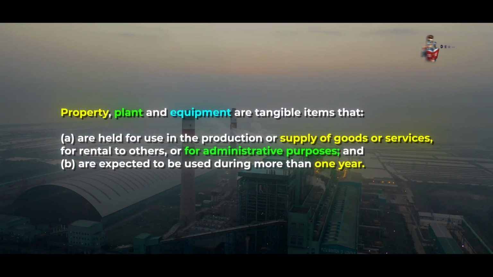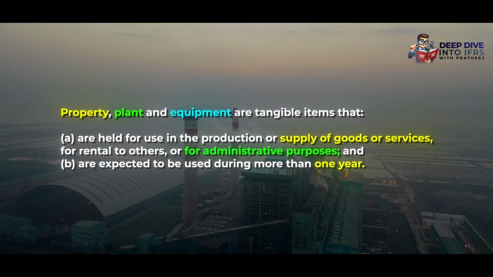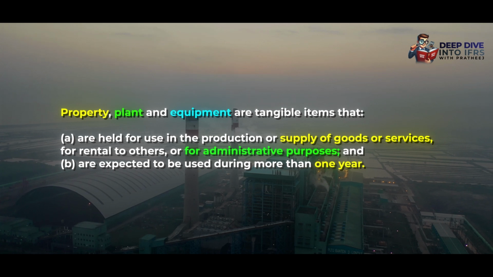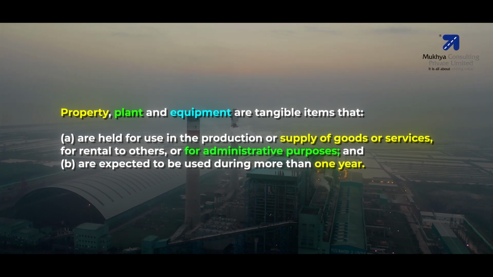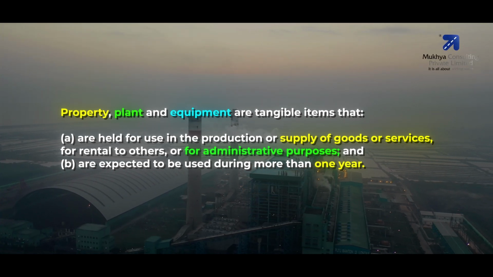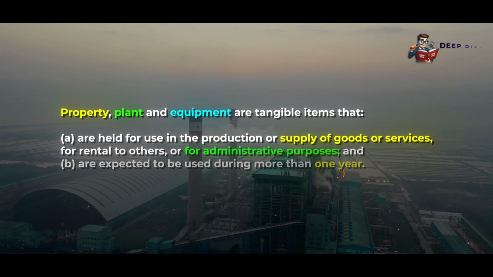Property, plant and equipment are all tangible items that are held for use in the production or supply of goods or services, or for rental to others, or for administrative purposes, and are generally held for a period of more than 1 year. Next, non-applicability of IAS 16.